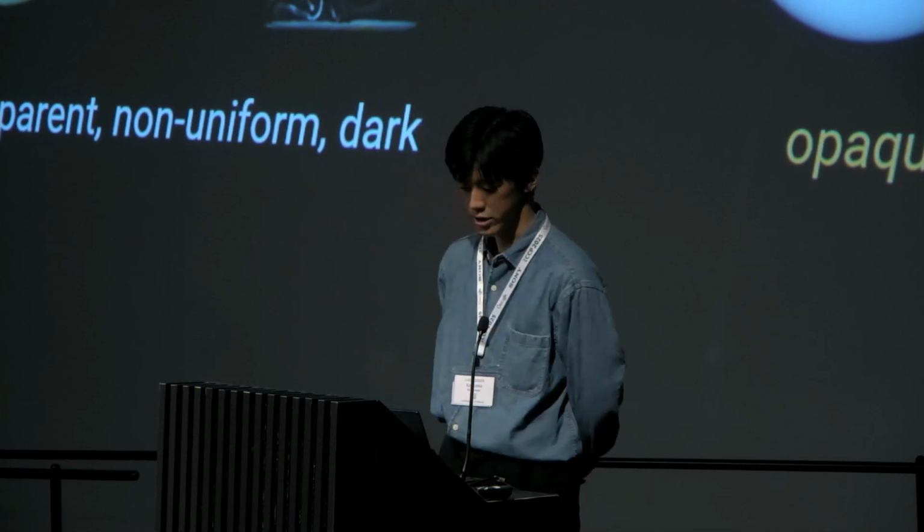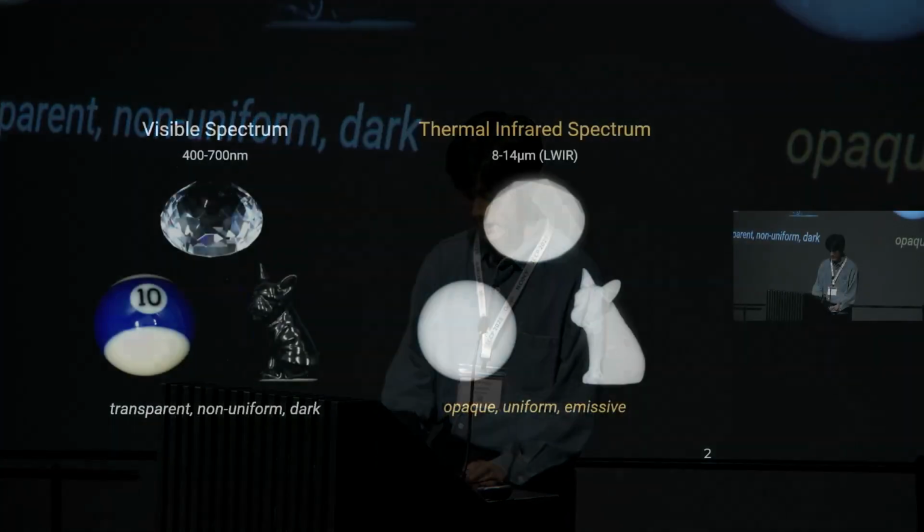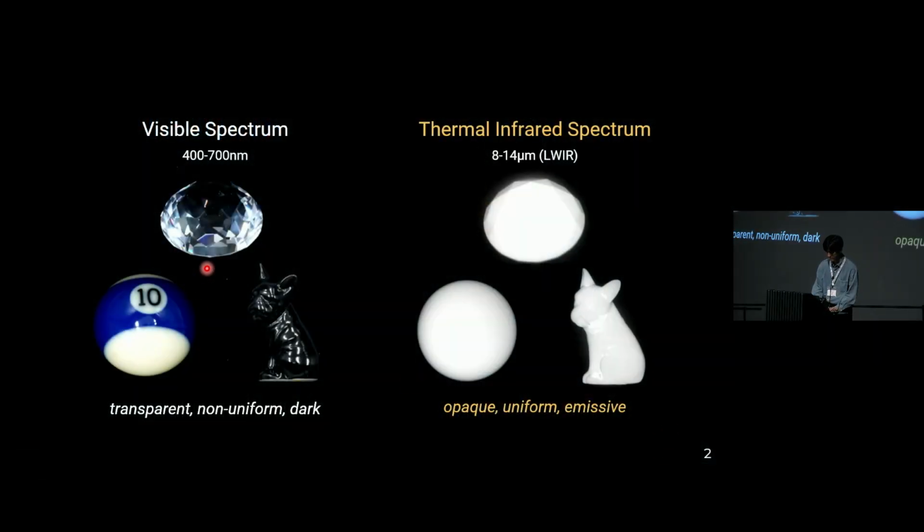Our goal is to capture the 3D shape of challenging objects, such as transparent or very dark objects. As you know, existing methods often struggle here. Thermal imaging lets us avoid these problems. In the thermal infrared spectrum, most materials are opaque, uniform, and emissive. These characteristics are ideal for photometry, so this raises a fascinating question. Can we use thermal imaging for high-quality 3D reconstruction?